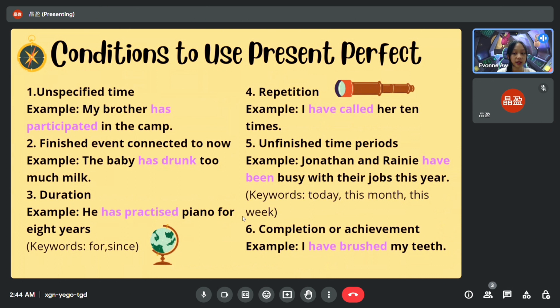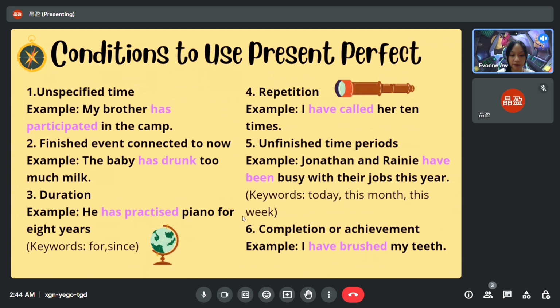The third one, duration. He has practiced piano for 8 years. In this kind of condition, we can identify it by looking at keywords like for and since. The fourth one is repetition. For example, I have called her 10 times.